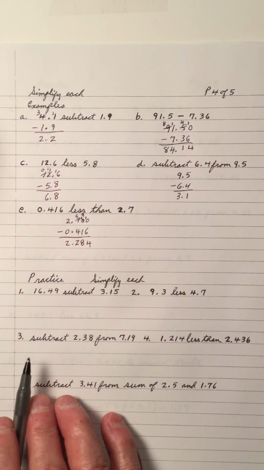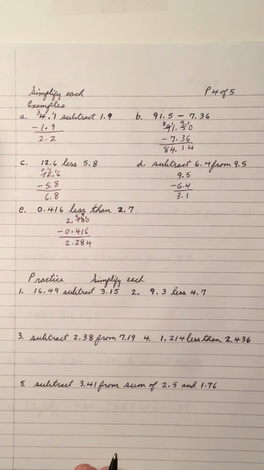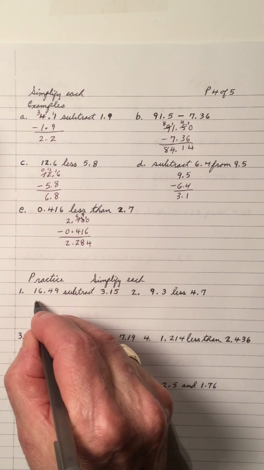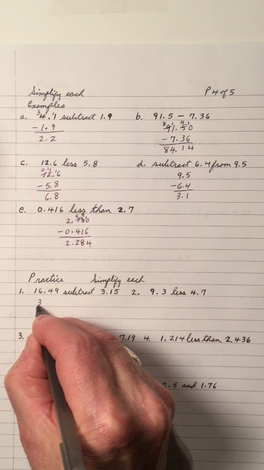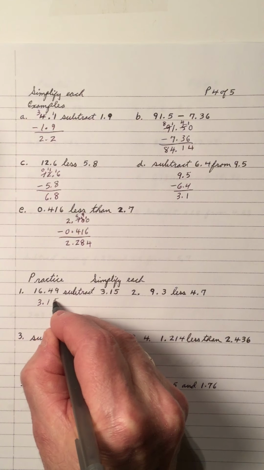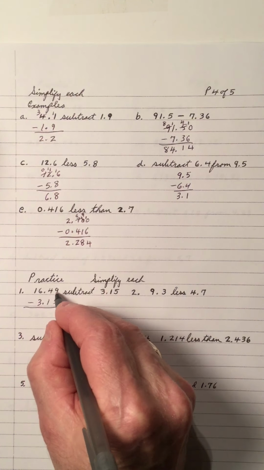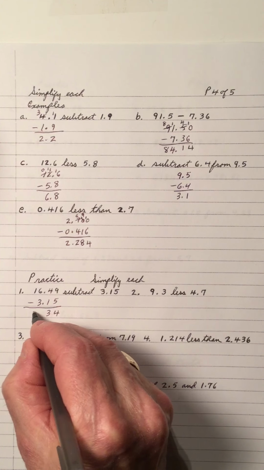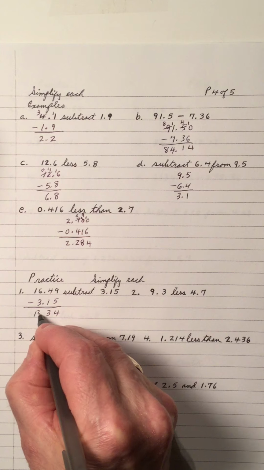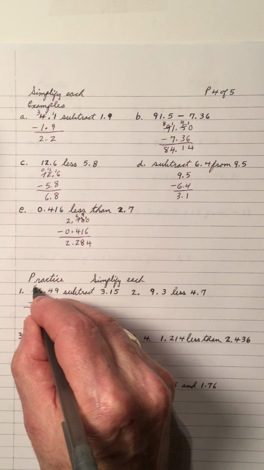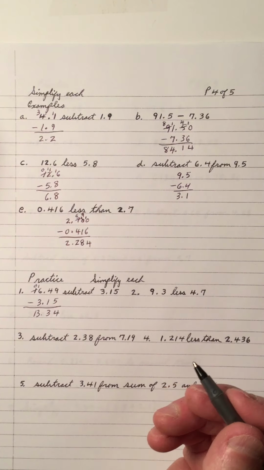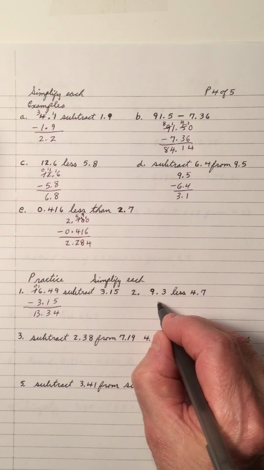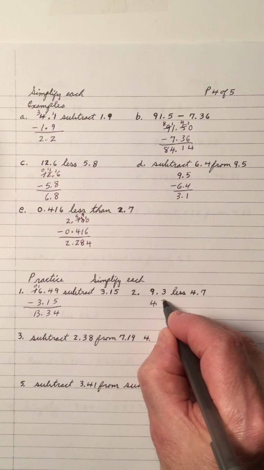So pause the video, work these out to see if you're going to get the right answers. So 15 subtract 3.15, so 16.49. Line up the decimals, 315. They're lined up. We're going to subtract 9, subtract 5 is 4. 4 subtract 1 is 3. 16 subtract 3. Notice that's a 16. I can say that. If I want, I can make that a 0, make that a 16. Same thing. So 13.34. Less means subtract directly, so that's a 4.7.